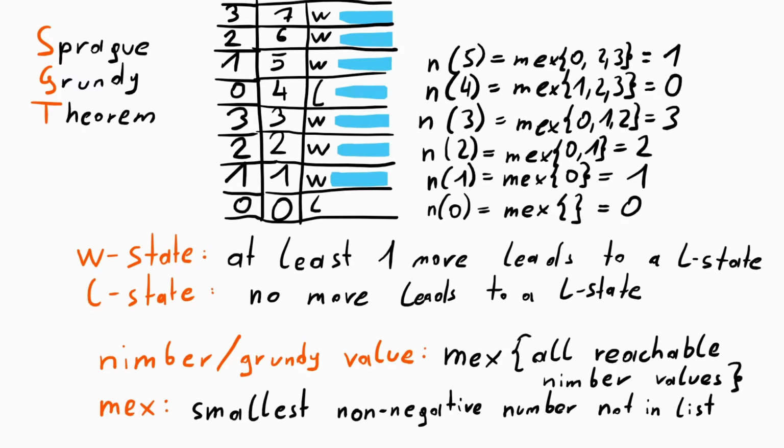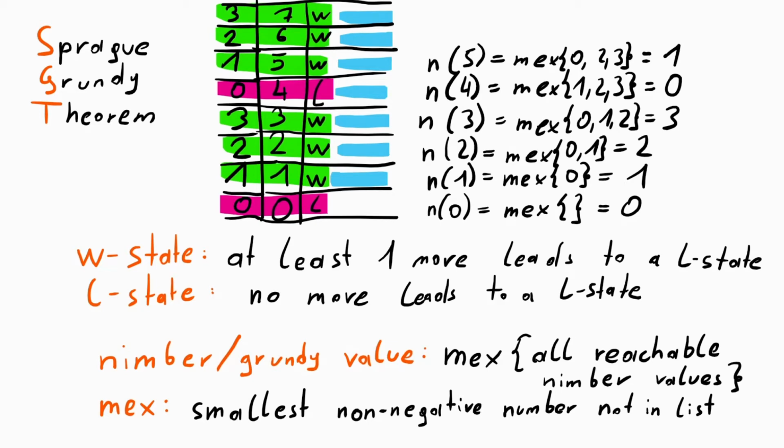Now, one important property of these number values is that if the number value is 0, then the state is a losing state. You can see here the number value 0 is a losing state, and here the state with 4 blocks, which has the number 0, is also a losing state. And all the other states, so all states with a positive number, are winning states. And this is actually quite logical.